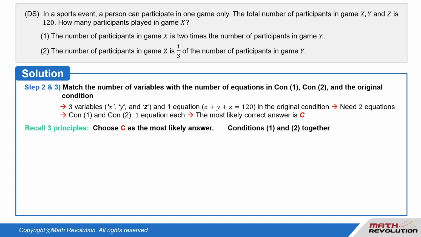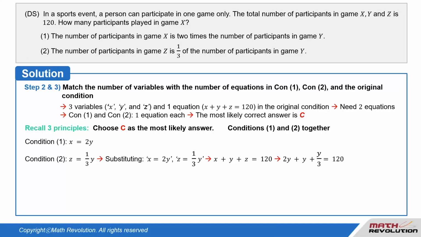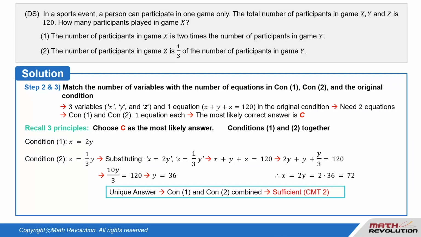Let's take a look at both conditions together. Conditions 1 and 2 tell us that X equals 2Y and Z equals 1/3 times Y. Substituting X and Z in terms of Y in X plus Y plus Z equals 120, we get 2Y plus Y/3 equals 120, which becomes 10Y/3 equals 120, or Y equals 36. Therefore, X equals 2Y, which equals 2 times 36, which equals 72, which is a unique value of X.